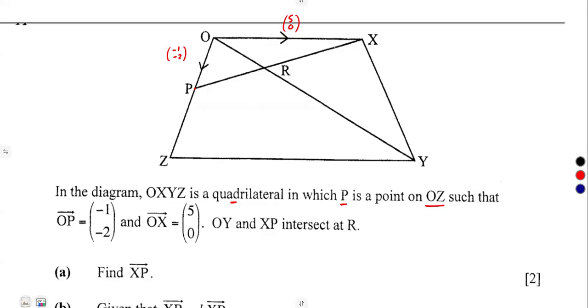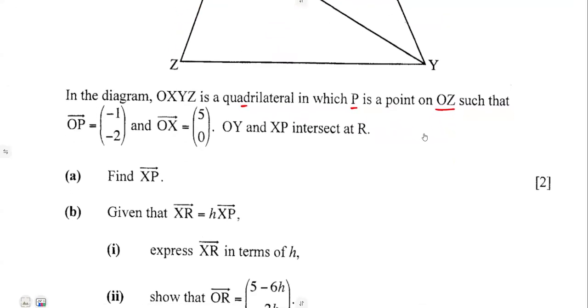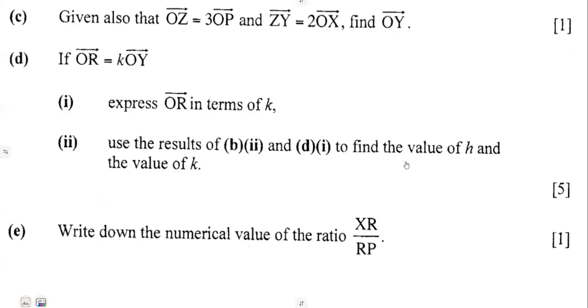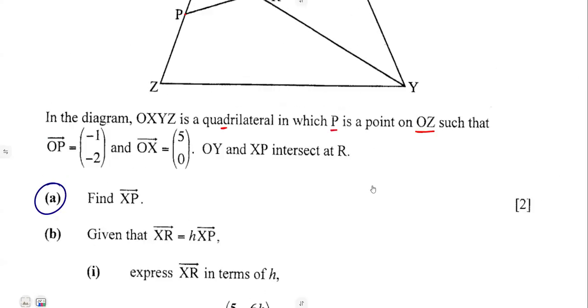And these lines intersect at R: OY, this one, and XP, they intersect at R. Okay, that's the information that you're given. So using this information, we are asked to find these questions and also this other part. All right, so let's start with this one. A, find vector XP. So X to P.